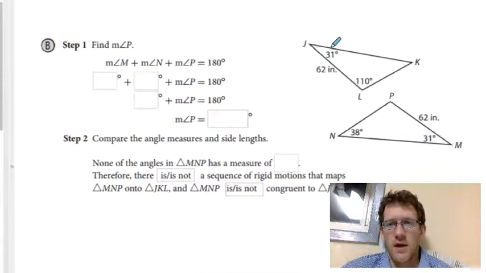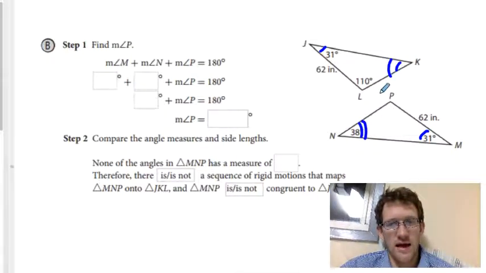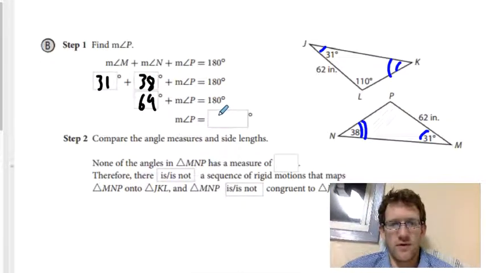Same sort of deal. We can look at these and say, this angle should probably correspond with this one. This 38-degree one probably corresponds with K. If it doesn't, then they're automatically not congruent. So we need to figure out what angle P is. We can see if angle P matches up with any of these. So again, we can punch in our values here. M is 31. N is 38. That gives us a total of 69. So therefore, the measure of angle P equals 111.